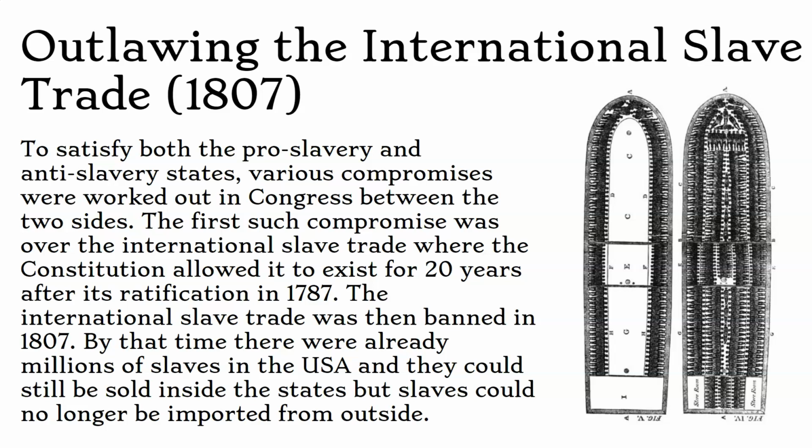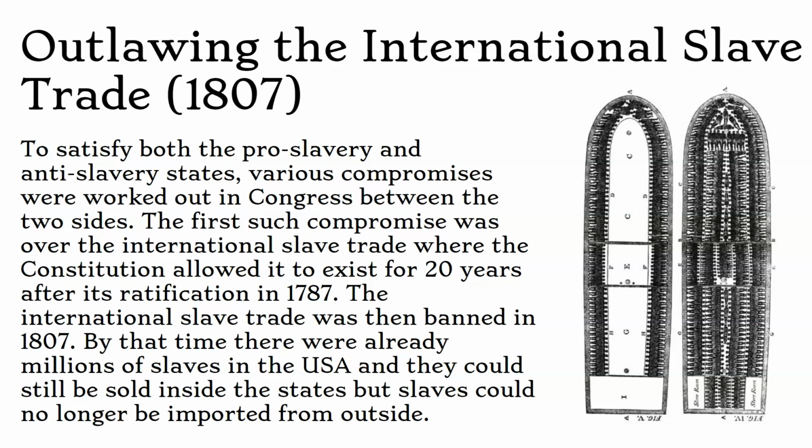So outlawing the international slave trade. Now, to satisfy both pro-slavery and anti-slavery states, various compromises were worked out in Congress between the two sides. First such compromise was over the international slave trade, where the Constitution allowed it to exist for 20 years after its ratification in 1787. International slave trade was then banned in 1807.